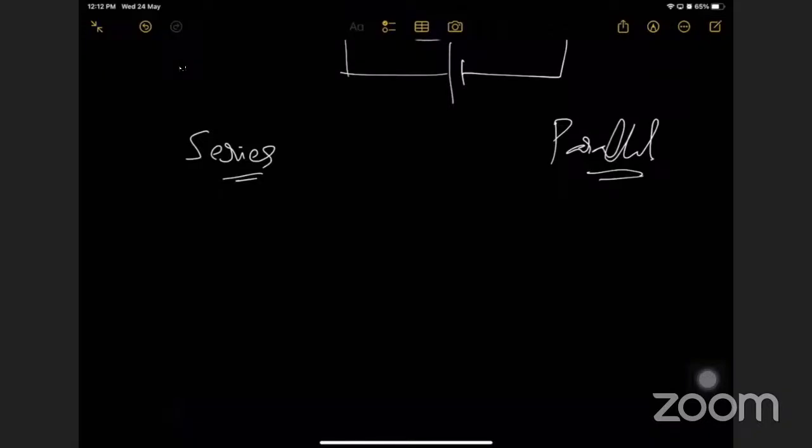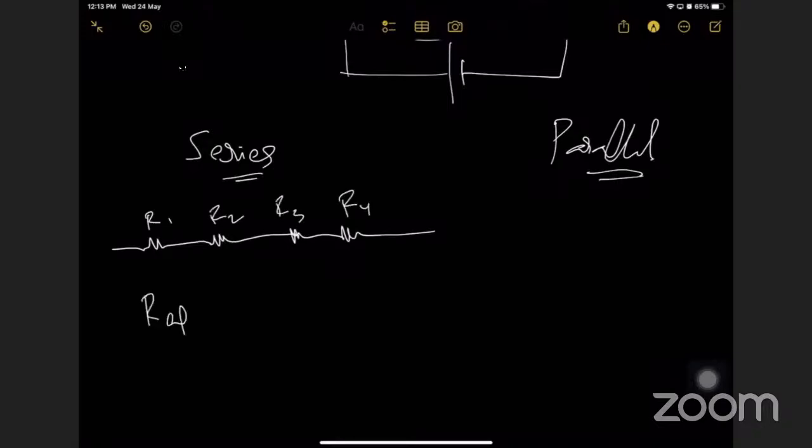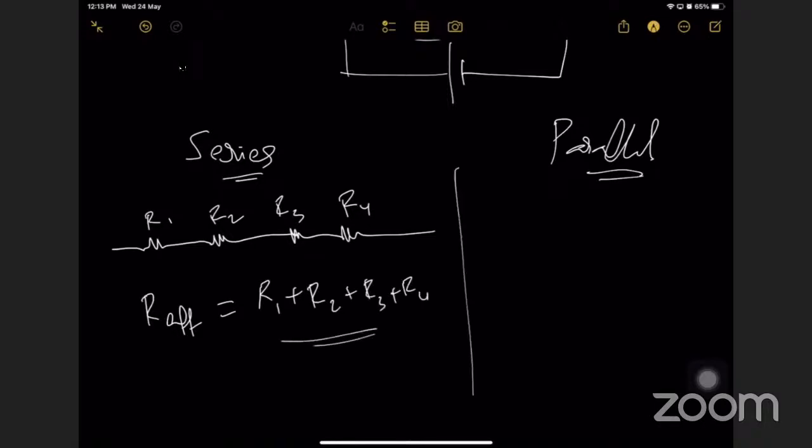So in series, if you have multiple resistances connected in series, R1, R2, R3, R4, what is the effective resistance, guys? R1 plus R2 plus R3 plus R4. That is good. But what if you have all four resistances in parallel?